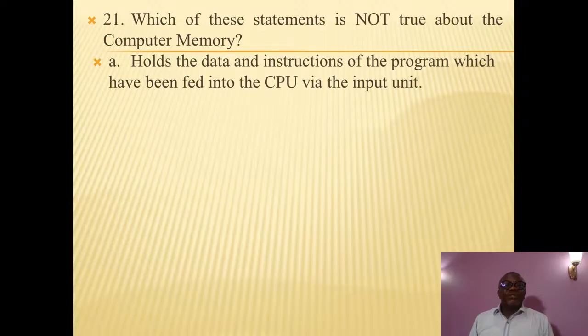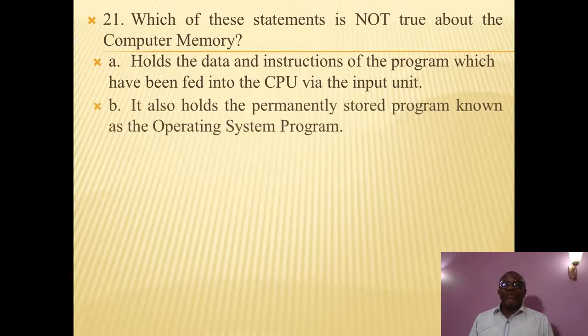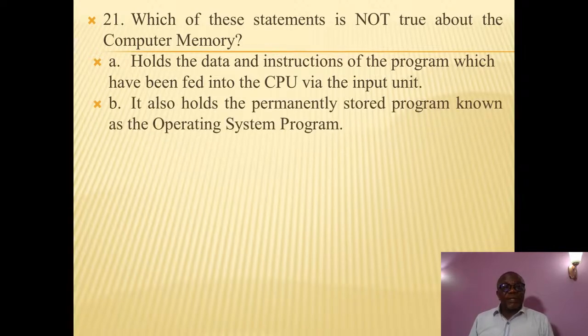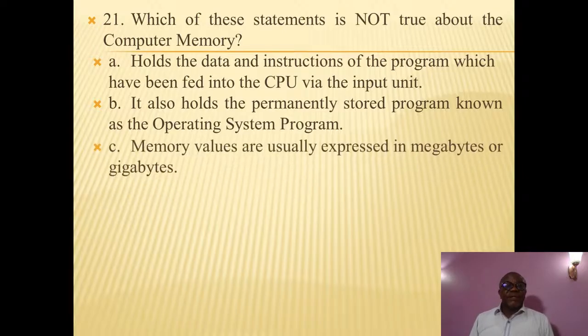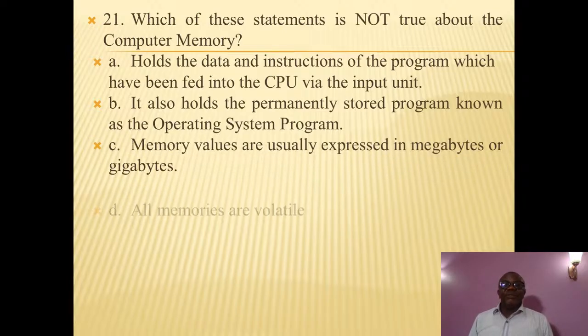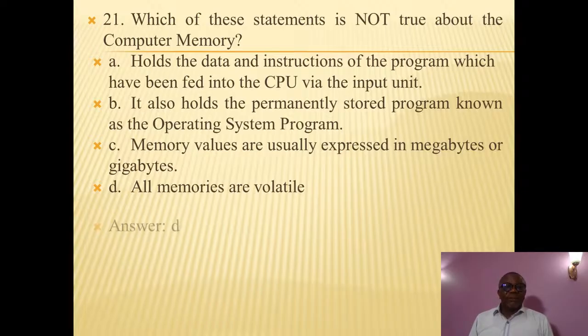A, it holds the data and instructions of the program which have been fed into the CPU via the input unit. B, it also holds the permanently stored program known as the operating system program. C, the memory values are usually expressed in megabytes or gigabytes. And D, you say all memories are volatile. Which one do you agree with?